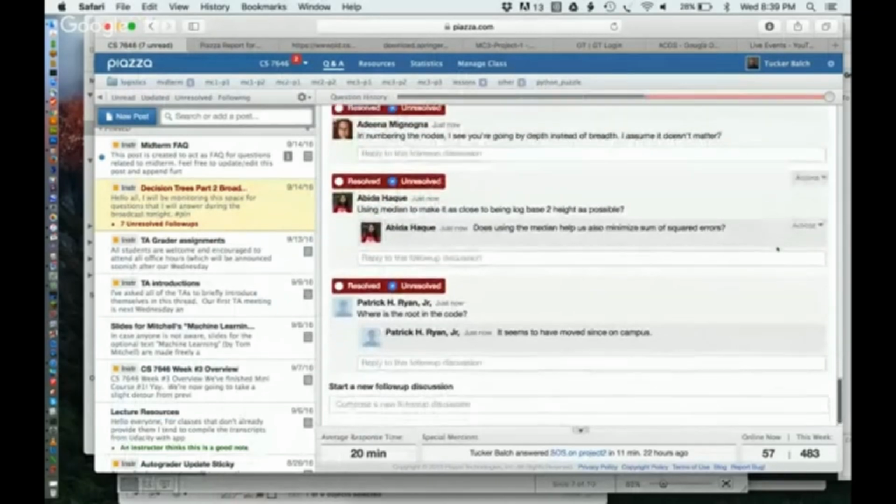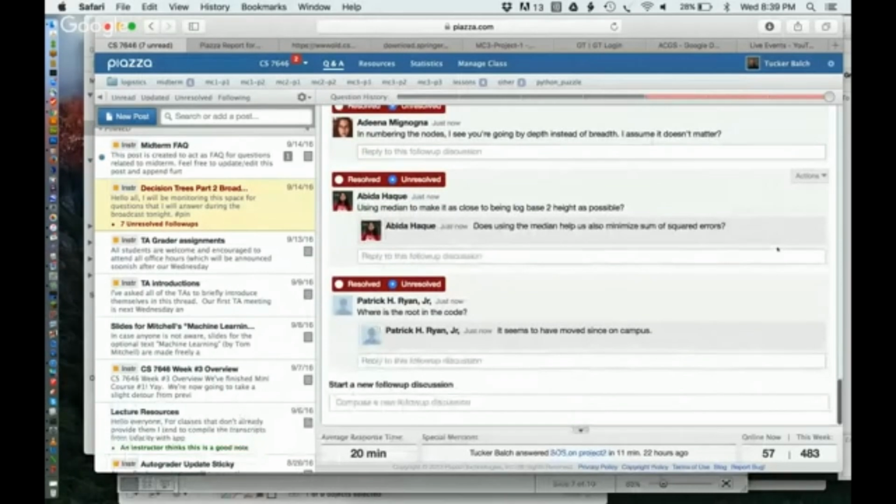Again, Abadah with another excellent question. Are we using median to make it as close to being log base 2 height as possible? Yes, that's right. Put another way, we're trying to keep the tree balanced. If at each level we split the data exactly in half, then the levels below will split it in half, and so on. As we go down, at each level we'll be splitting the data appropriately so that the branches will remain balanced. Now, you can't always do that perfectly, but that's the general idea.